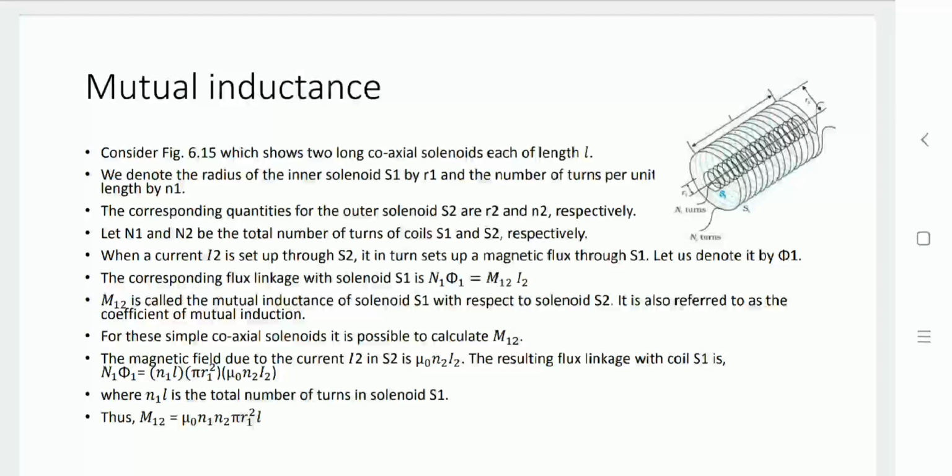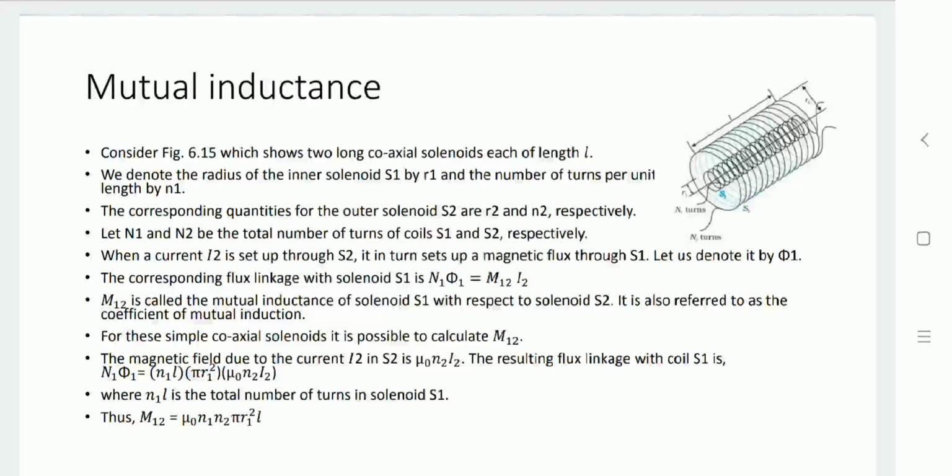So the corresponding flux linkage with S1 is N1 phi 1 equal to M12 I2. M12 is the mutual inductance of S1 with respect to S2. What we have done is provide a current to S2, so within S2 magnetic flux is generated. The effect of the magnetic flux of S2 is linked with S1.